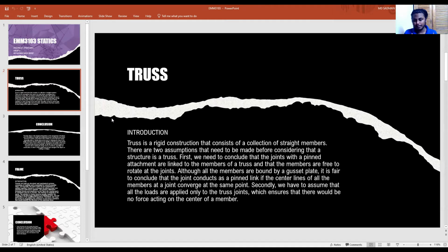Although all the members are bound by a gusset plate, it is fair to conclude that the joint behaves as a plane link if the center lines of all the members at a joint converge at the same point. Secondly, we have to assume that all the loads are applied only to truss joints, which ensures that there will be no force acting on the center of a member. In addition, each member must be in balance of forces and the forces must be equal and opposite, rendering a member either in compression or in tension.